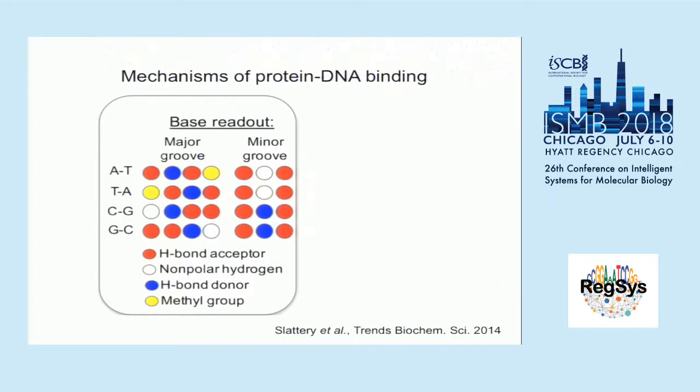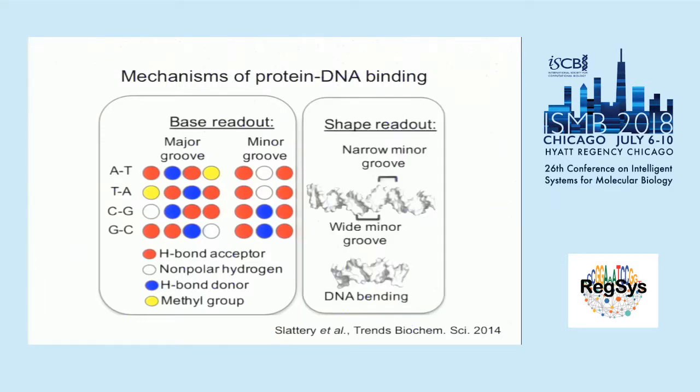But we know that, for instance, homeodomains bind to TAAT sites, and when one of the base pairs is rotated in the other direction, then there will be almost no binding. So the minor groove plays a role, and the mechanism that I just explained in the previous slide seems to be the dominant factor here. And we call this shape readout. This can involve different geometries of the minor groove, but it can also involve DNA bending.